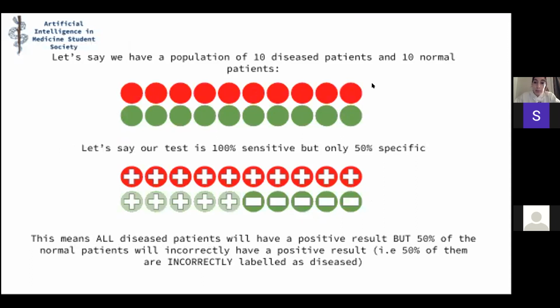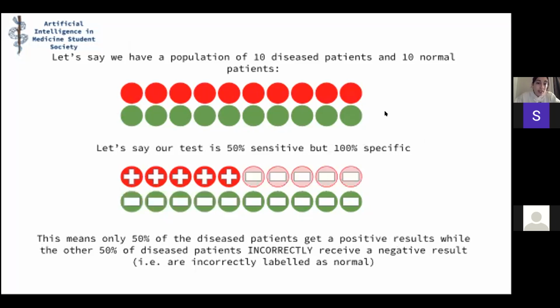So let's say we have the same population, 10 diseased, 10 normal. Let's say this time our test is 100% sensitive and only 50% specific. This means all diseased patients in red will have a positive result. None of them are falsely labeled as negative. But 50% of the normal patients will be labeled as negative, while the other 50% will be incorrectly labeled as positive. So 50% of normal patients are incorrectly labeled as diseased, and we have a false positive rate of 50%.